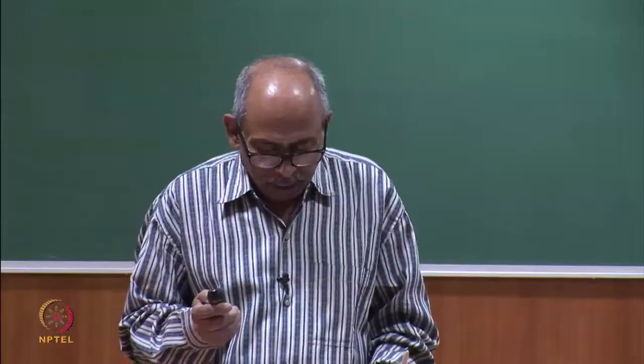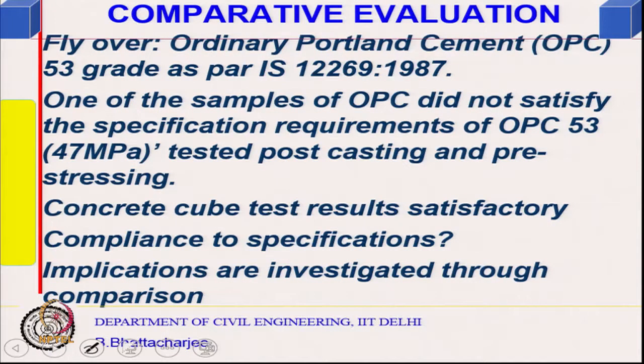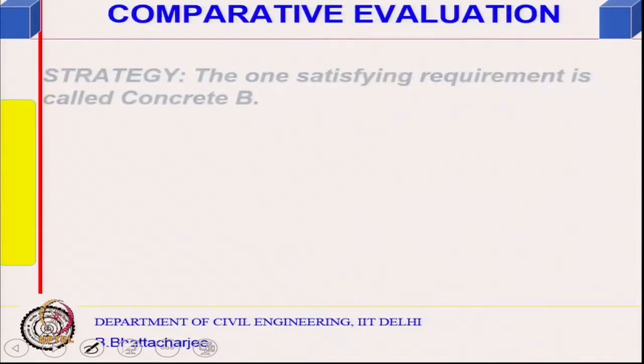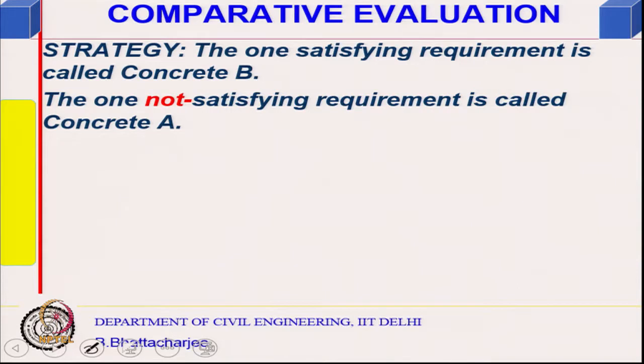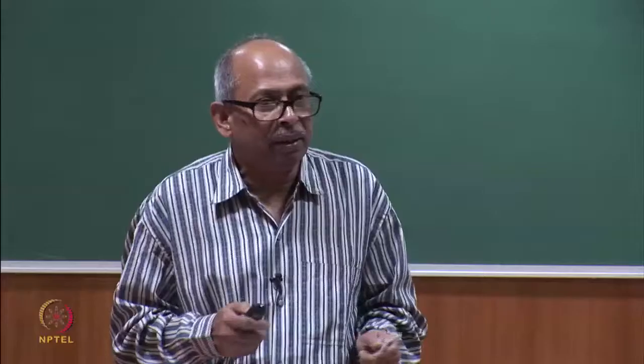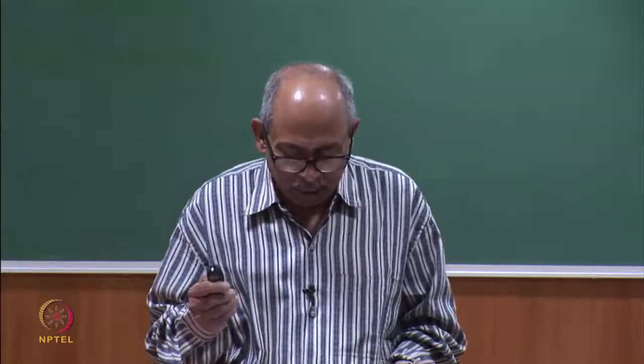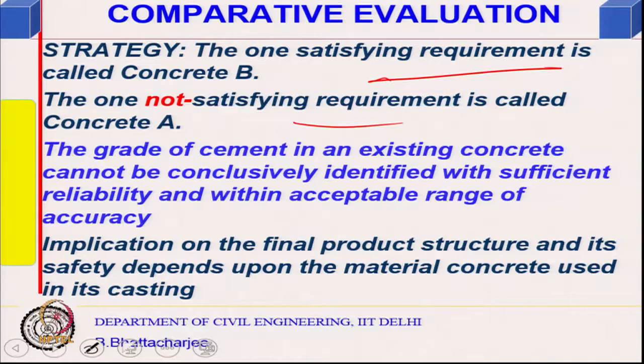This can be done as compliance to specification, basically. So, the implication is we investigated by comparison. We called the one satisfying the requirement concrete B, and the one not satisfying the requirement concrete A. The requirement is of the cement, not the concrete. And the grade of cement in existing concrete cannot be conclusively identified. I can't do chemical testing and identify the grade of cement.